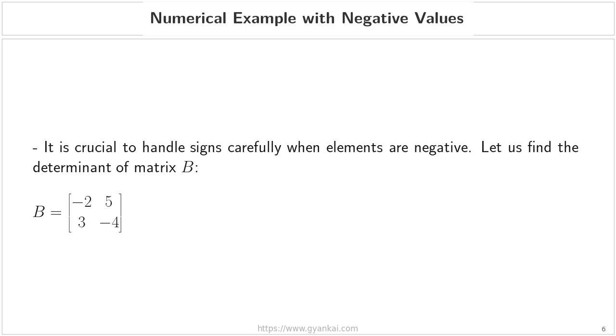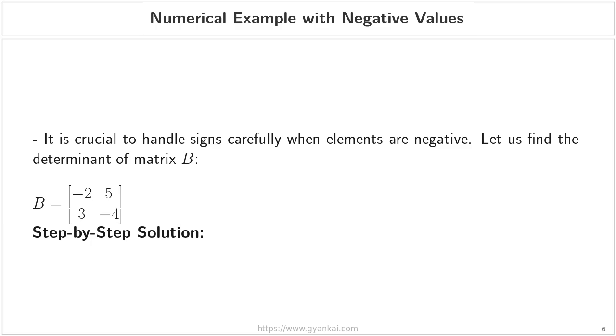Now that we have seen how this works with positive numbers in our previous example, let's look at something a bit more challenging. It is crucial to handle signs carefully when elements are negative, as this is where many students run into trouble. Let us find the determinant of matrix B here. We have matrix B, which consists of negative 2 and 5 in the first row, and 3 and negative 4 in the second row. Let's walk through the step-by-step solution together.